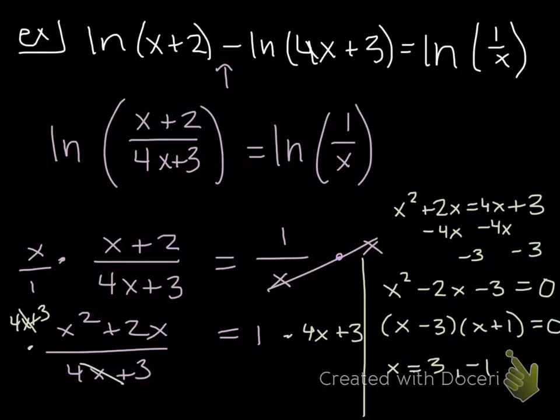As far as the check goes, when I plug in negative 1 into this quantity over here, I'm going to get 1 divided by negative 1, which is the natural log of negative 1. And we know we can't do that. So the negative 1 answer gets tossed out because I would get an undefined answer. So x equals 3 is our only solution to this problem.